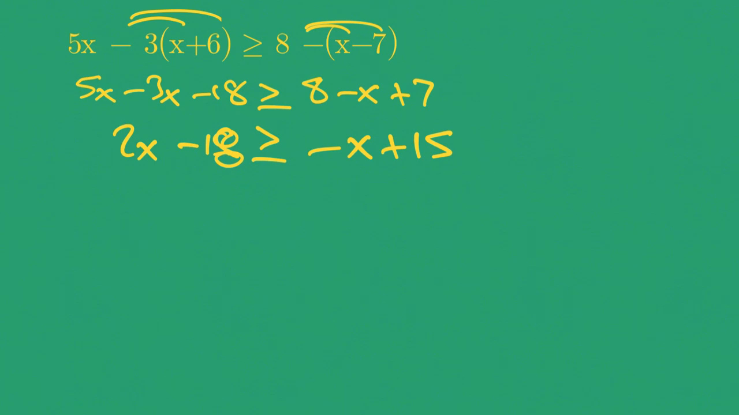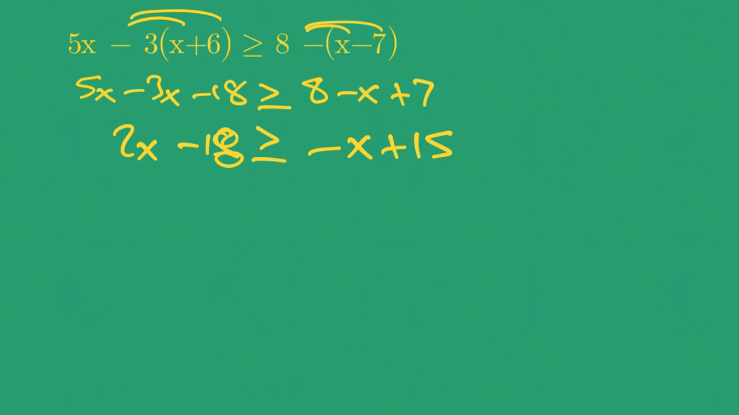Try to make each side as simple as possible before you start moving things right and left. The less you have to move, I think the less chance there is for a careless mistake. So we have 2x minus 18 is greater than or equal to negative x plus 15.